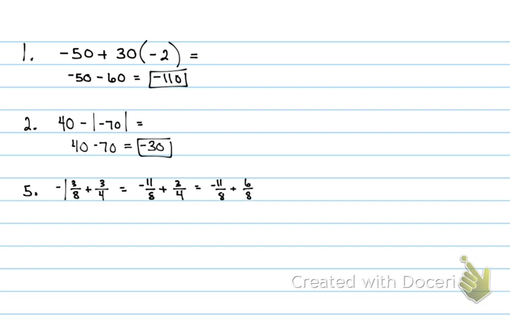Does everybody understand how I got 6 over 8? Now, I add my numerators. Negative 11 plus 6 is?